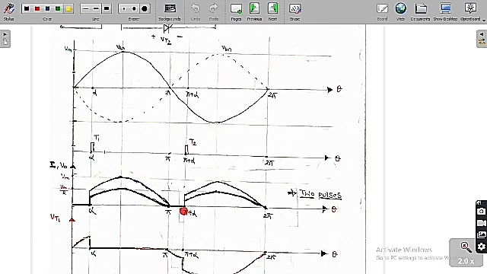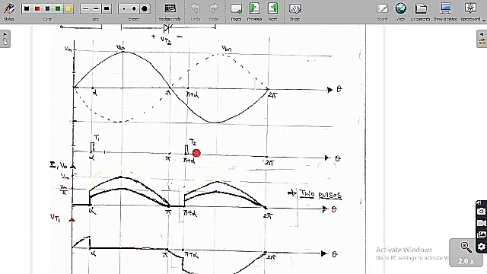T1 is in reverse bias whereas T2 is in the forward blocking mode. Since T2 is in forward blocking mode, we can say that now it is off. Therefore V0 is also equal to 0.